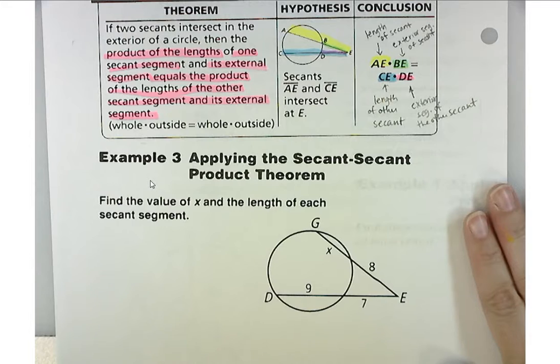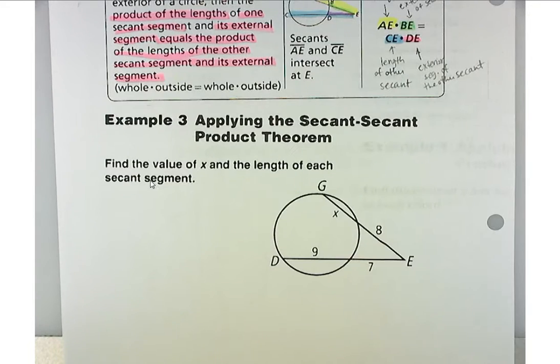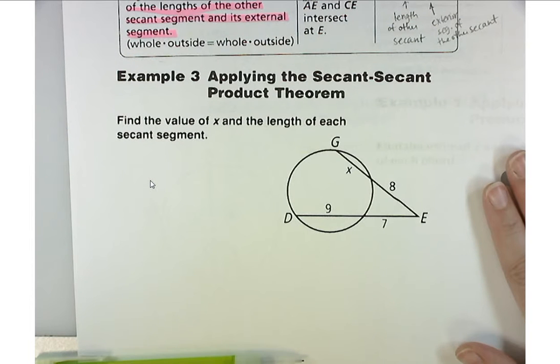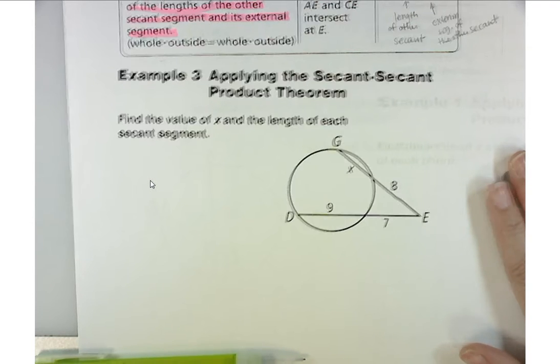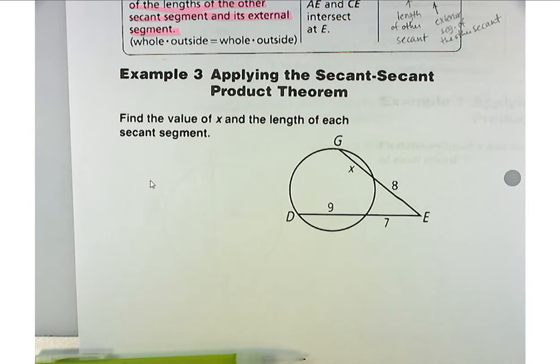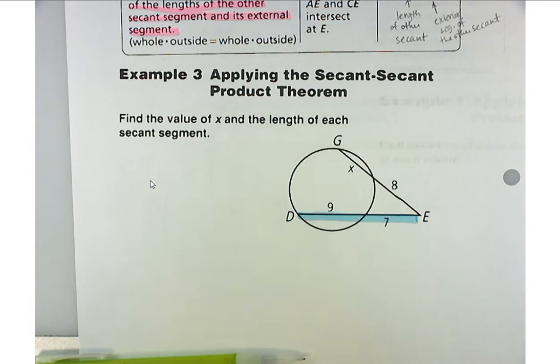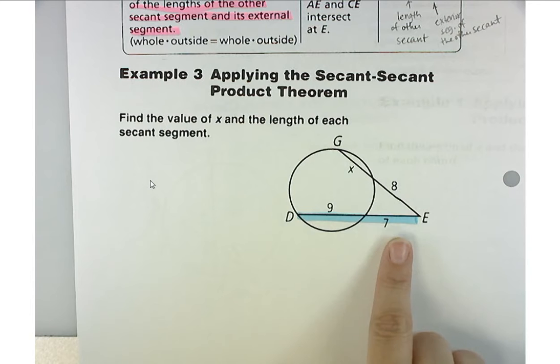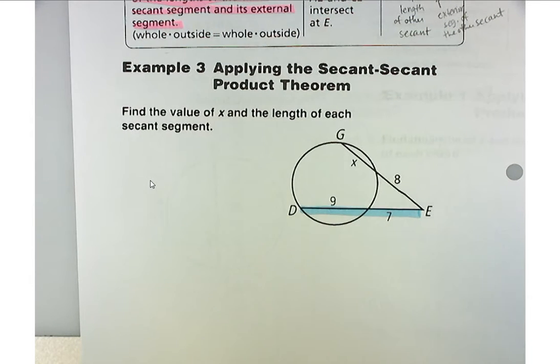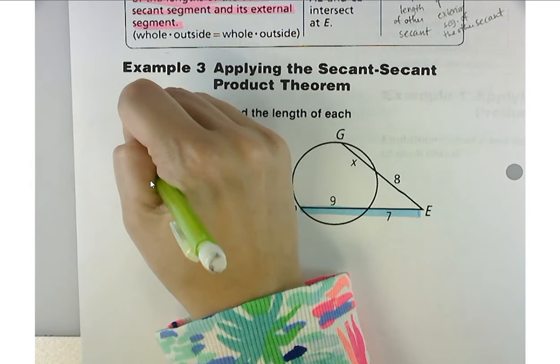Okay, so for example 3, we're going to apply this product theorem. Let's look at our two secant lines. We always want to multiply the length of the total secant. So here, see how this one has all numbers? We'll do this one first. It's the length of DE multiplied by the length of the outside segment. The length of DE is what? 16. So first I'm just going to write DE times 7.